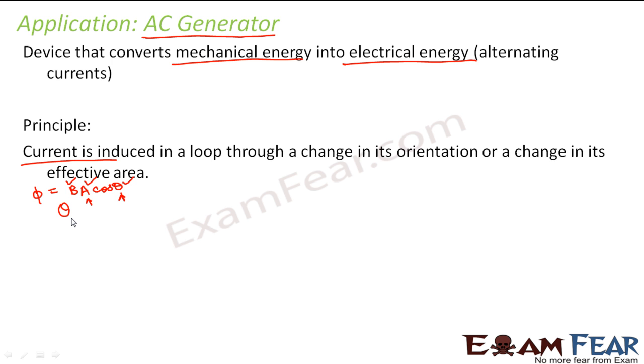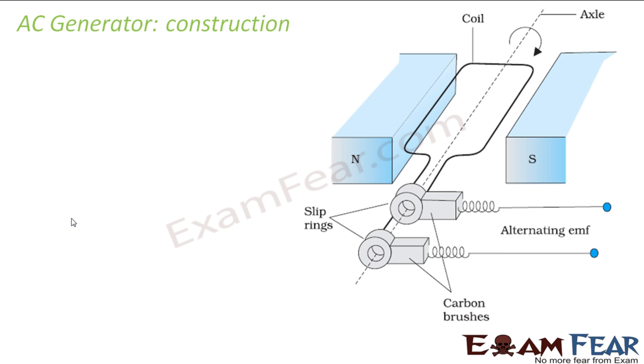Before that, we will talk about the construction of an AC generator. What are the different parts, or the basic elements that make an AC generator? It consists of two pole pieces, north and south of a magnet, so that we can have a uniform magnetic field. Then we have a coil, somewhat rectangular in shape, as you can see here. This coil is also known as the armature.